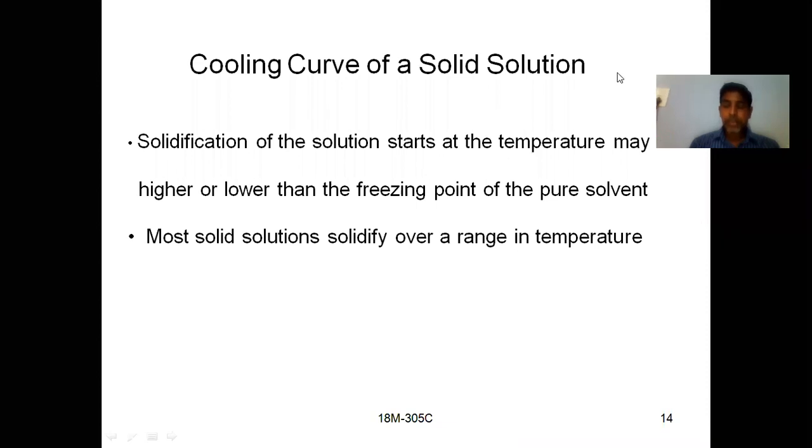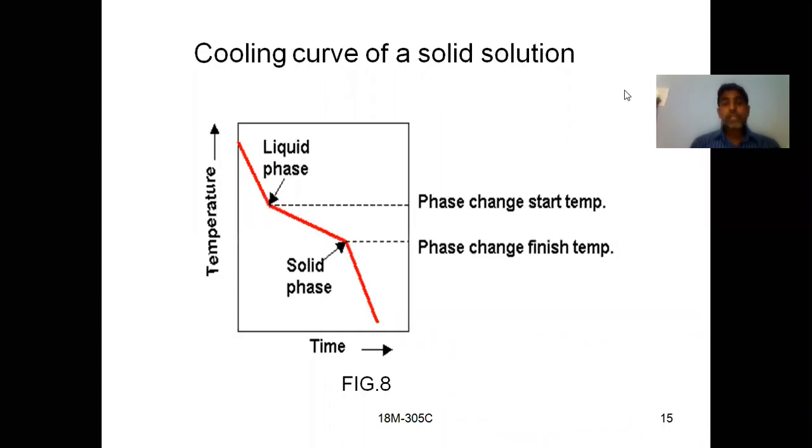See here, if you draw a cooling curve for a pure metal, what is happening here? You are having a straight line here. But if you observe this one, you are having a temperature range here, a temperature range there.